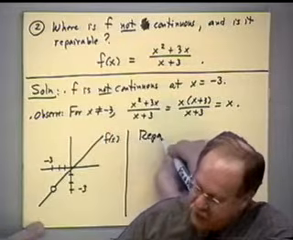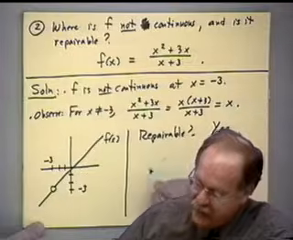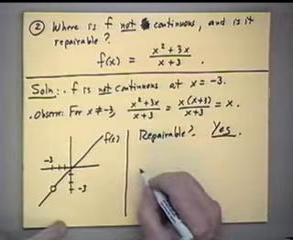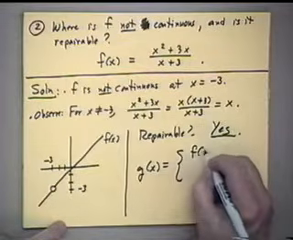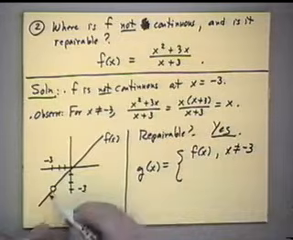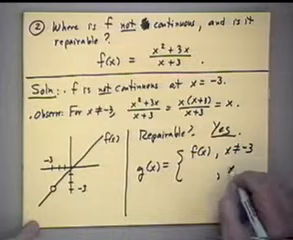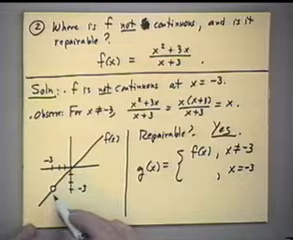So, in answer to the question, is this repairable? I'm going to say yes. And then, of course, I'm going to show you how to repair it. So I would say, let us go ahead and define a new function, which will be equal to f of x, where x is not equal to minus 3. So that's all of this line, except this hole. And then where x is equal to minus 3, what would be required to fill in this hole?